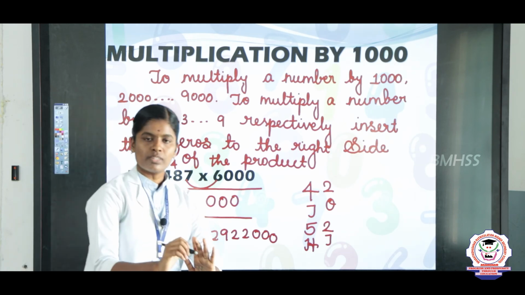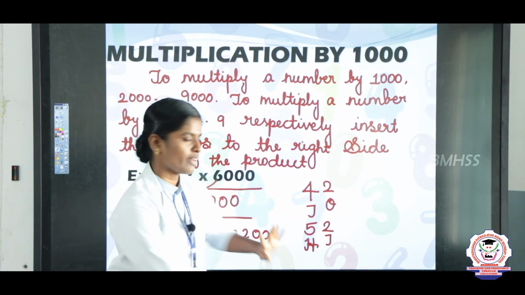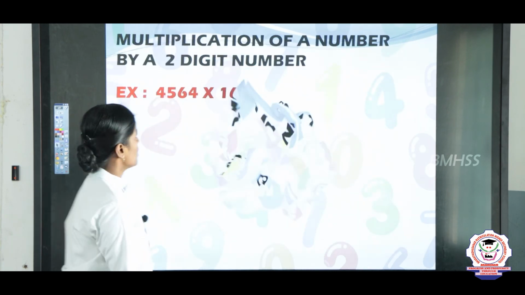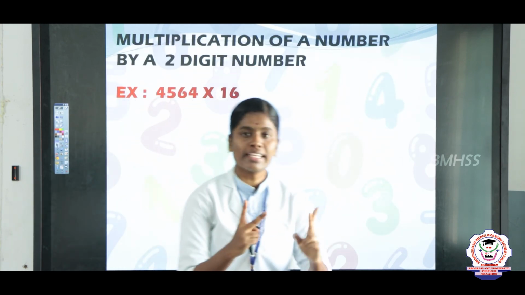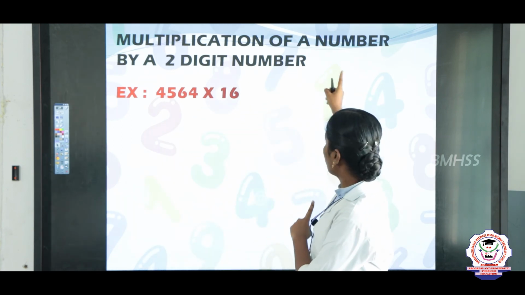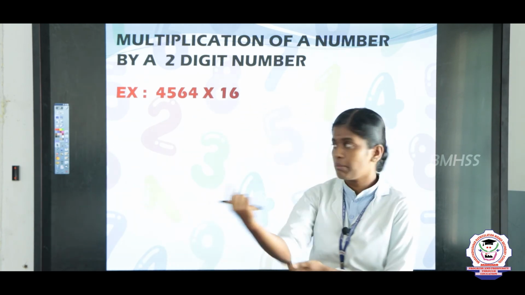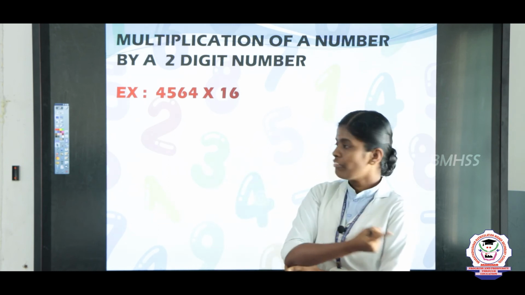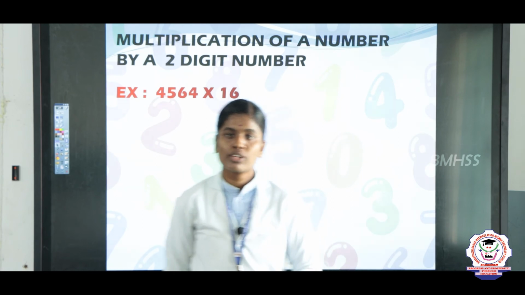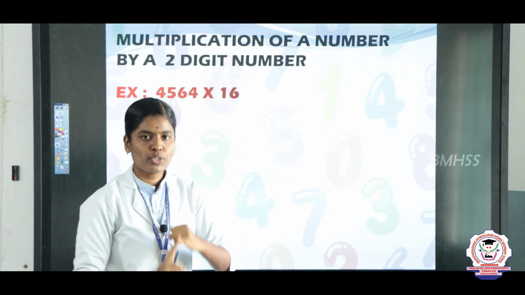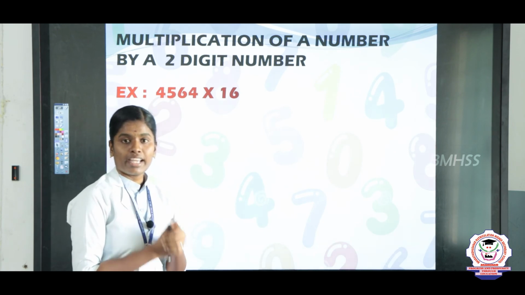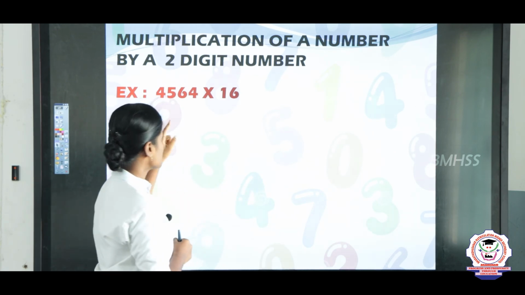Okay. So next we will see only one more example. Listen here. So multiplication of a number by a 2-digit number. Today is our final topic. Multiplication of a number by a 2-digit number. The equation is 4564 is multiplied by 16. First you take a 6 and multiply by 4, 5, 6, 4, and take 1 and multiply by 4, 5, 6, 4.